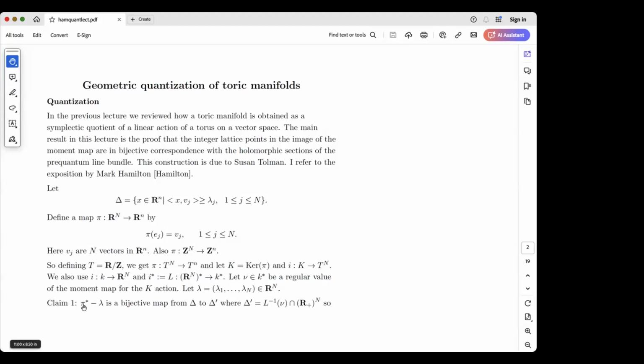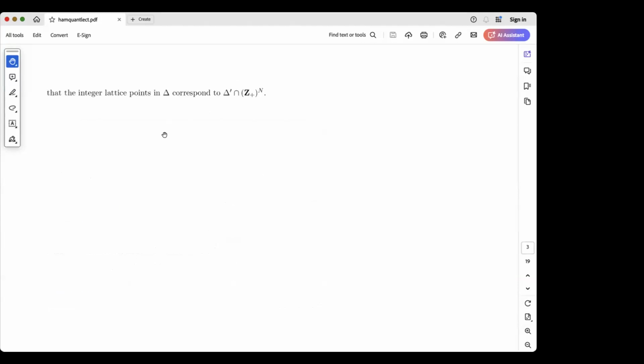So first, let's show that pi star minus lambda, where lambda just means the translation in R^N, is a bijective map from the polytope delta to delta prime, which will be the inverse image of the weight vector, mapping to R plus to the N. So that the integer lattice points in delta correspond to integer lattice points in the other polytope delta prime, where all the coordinates have to be non-negative.